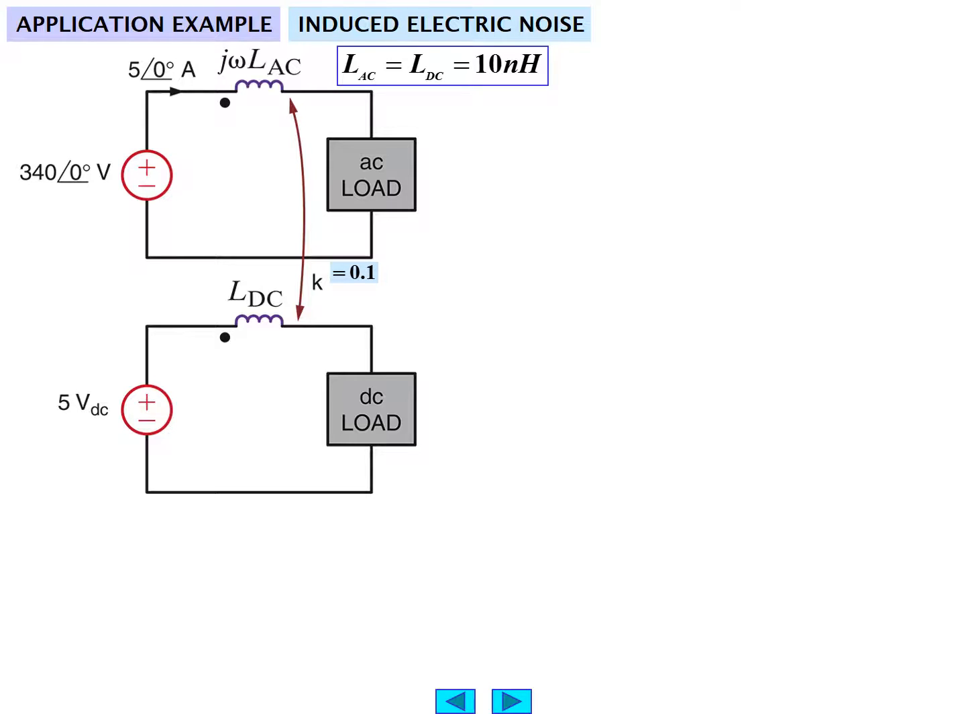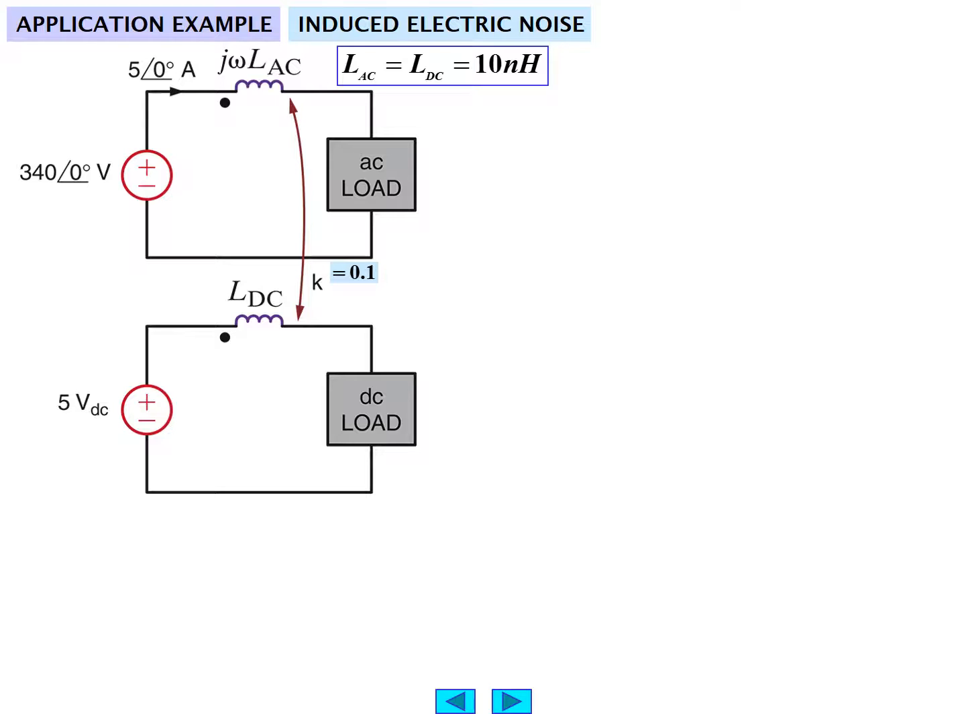We can now consider induced electric noise as a result. That's another possibility of what could happen when we have a charging circuit. Here we have 340 angle 0, producing a current 5 angle 0 through j omega L AC, if you will, to an AC load. The coupling factor K is equal to 0.5 to a secondary circuit, which has a 5 volt DC source with an inductor and a DC load.